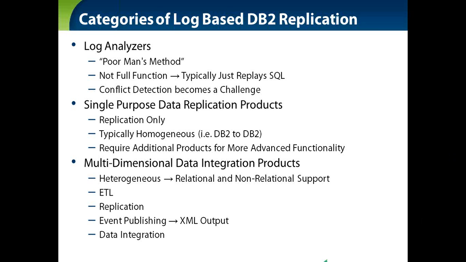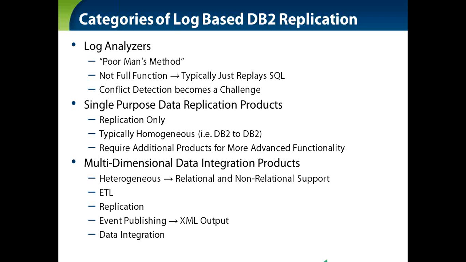Then you have your single-purpose data replication products that typically are homogeneous. For example, DB2 to DB2, or if you're going, say, DB2 to Oracle, you require additional products. Unacceptable, in my opinion. You should have one product that does everything without requiring product B, C, D, and E. And then you have your multi-dimensional data integration products, which SQData happens to be one of those. There are some of these out here.